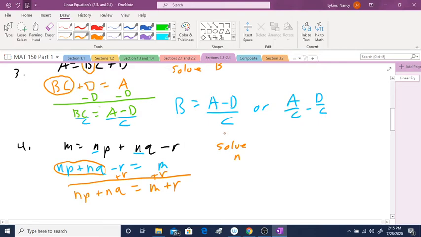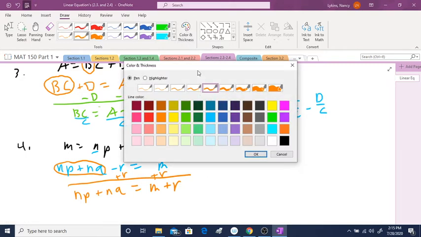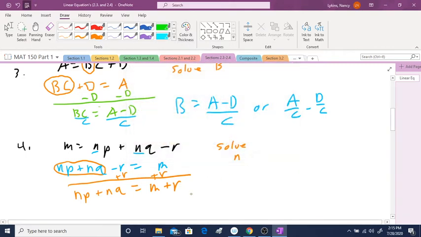Now, what do you do with the np and nq? Well, since they have n in common and I've got them on the same side, what I'm going to do is take the n out. This is factoring the n out. And what you're left with is p for the np, your symbol plus, and since I'm taking the n from the q, that leaves me q.